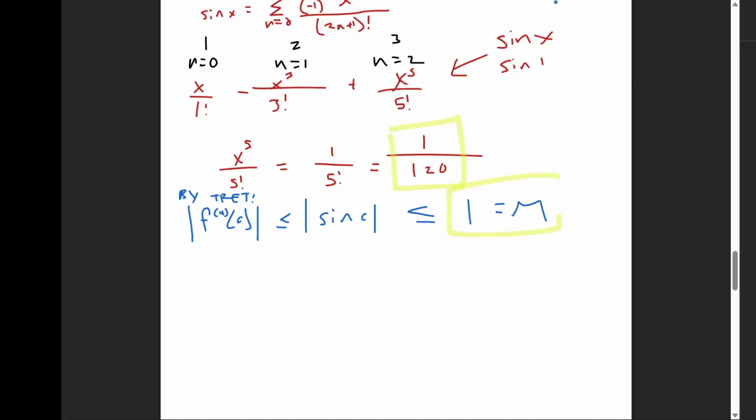Maybe I should do yellow. This is green. Wow, that's ugly. Never mind. No highlighter for you. So that's our new m.